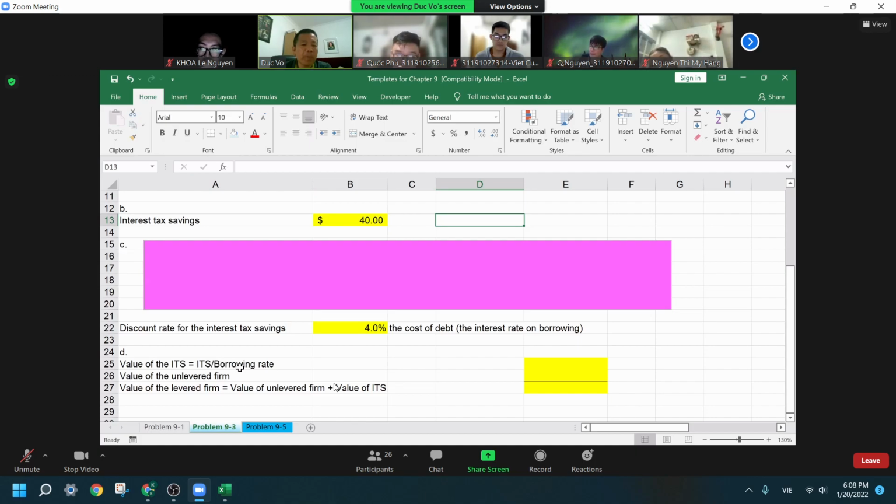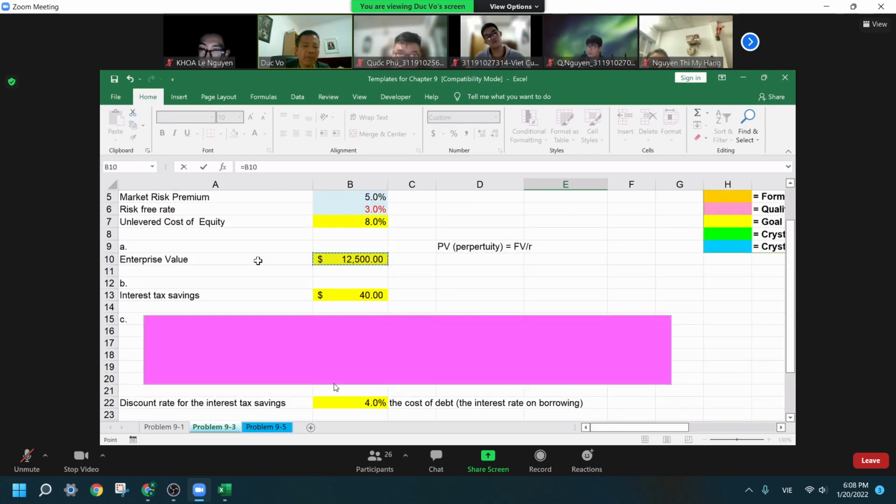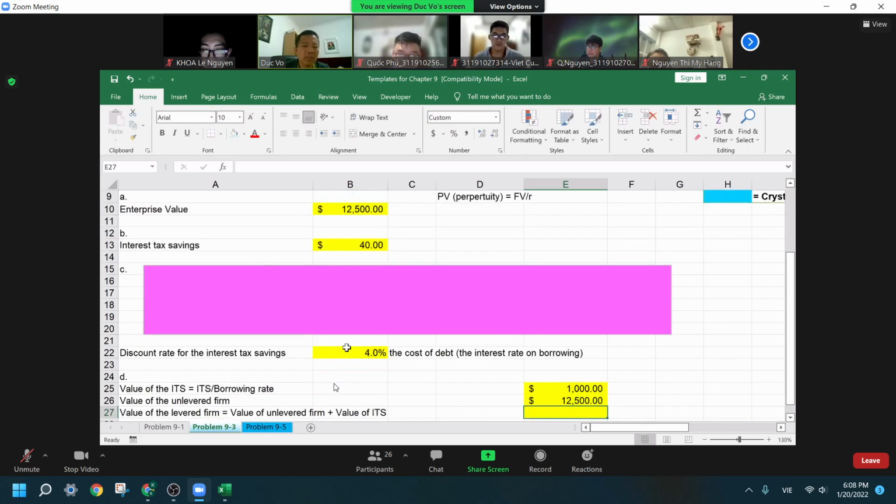And then they put the formula there for you ready, should be easy. If you want to get the value of the ITS, the interest tax saving, it is 40, and the discount rate is 4%. So that represents the present value of the ITS. The value of the company when it borrows nothing, I copy from there, is 12.5 thousand. So what it simply tells you is, when you borrow debt, the value of your company is actually higher.